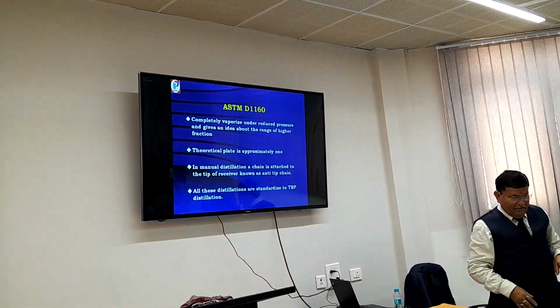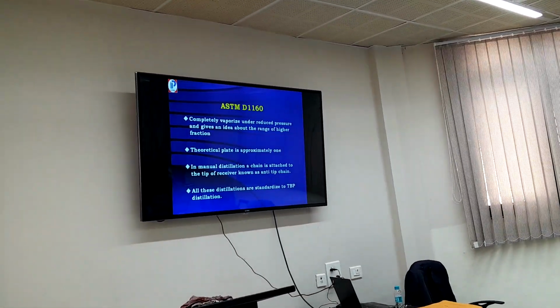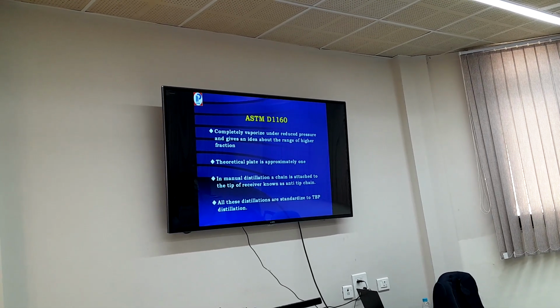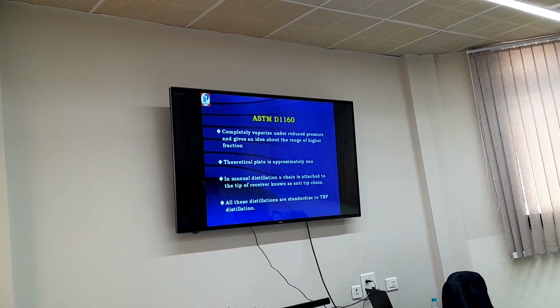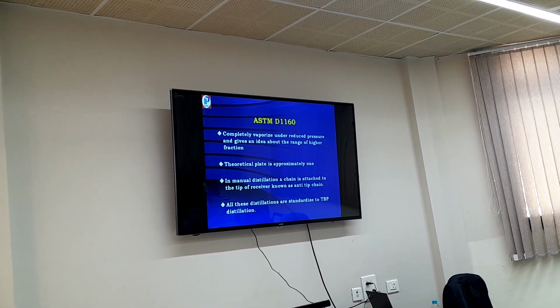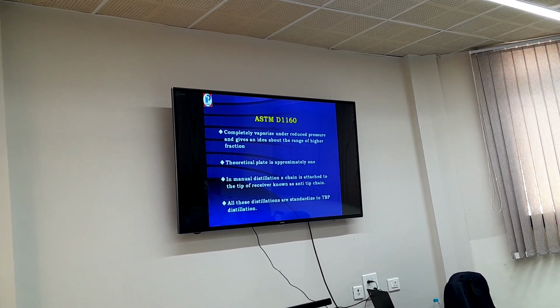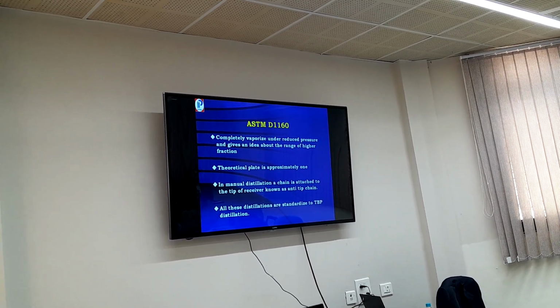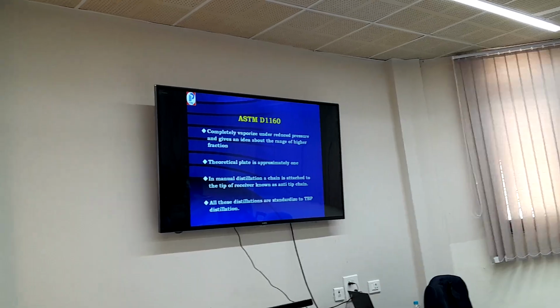In the lab, during this distillation, normally from the distillation tower there is a reflux for each tray. But for this distillation there is no reflux. In the lab there is no reflux, but earlier there was a reflux in that.